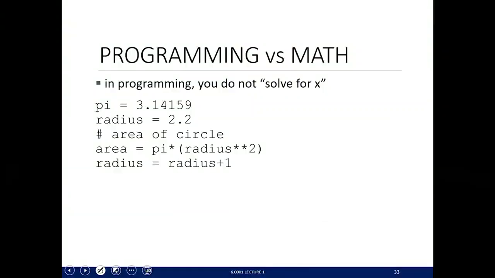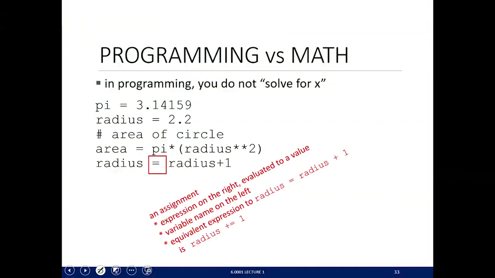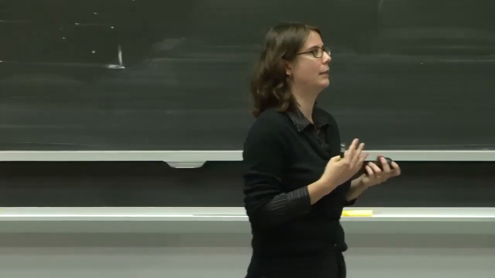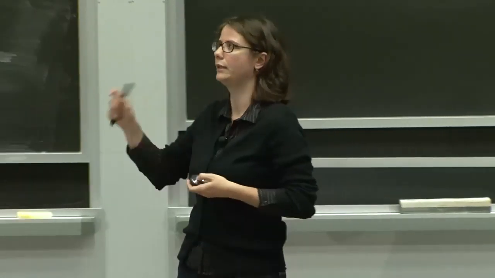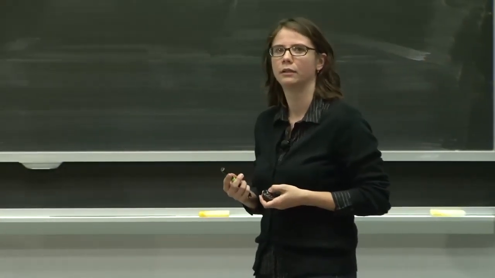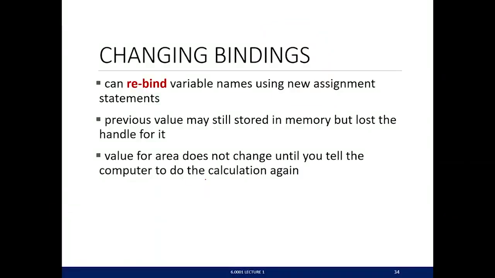So that means always in programming, the right-hand side is going to be an expression. It's something that's going to be evaluated to a value. And the left-hand side is always a variable. So it's going to be an assignment. So the equal sign is not like in math, where you can have a lot of things to the left and a lot of things to the right of the equal sign. There's only one thing to the left of the equal sign, and that's going to be a variable. And the equal sign stands for an assignment. Once we've created expressions and we have these assignments, you can rebind variable names using new assignment statements. Okay? So let's look at an example for that.